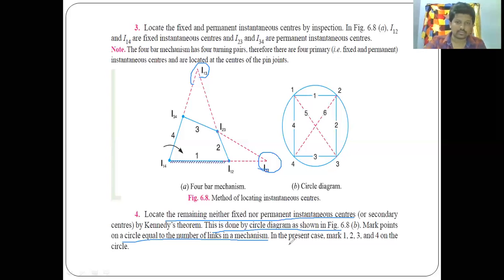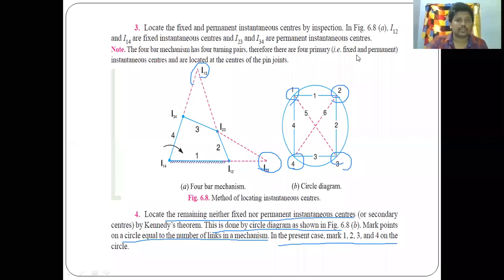links do we have? We have 4 links, right? That means in the present case we have 4 links, so we marked 1, 2, 3, and 4. So we have 1, 2, 3, and 4. So we are done there. Next, what are we doing?